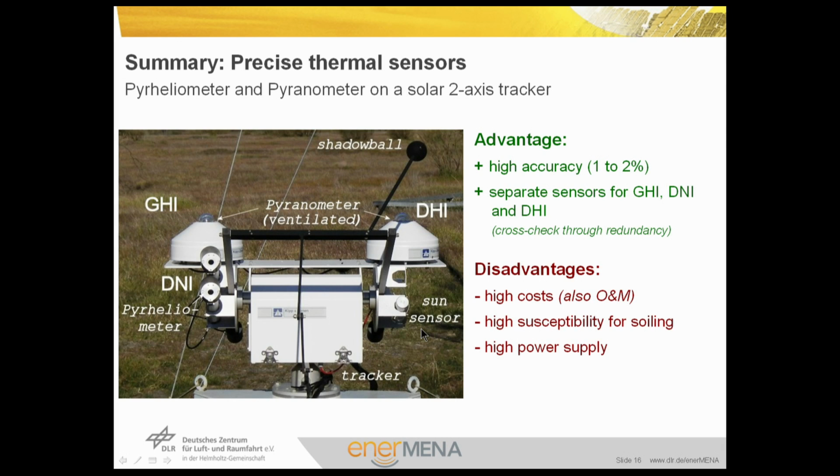So to sum up, precise thermal sensors are mounted on a solar 2-axis tracker. The advantage is that they have a high accuracy between 1 and 2% for DNI. You have separate sensors for GHI, DNI and DHI, and this allows you the cross-check through redundancy. The disadvantages of thermal sensors are the high costs, not only for the sensors but also for operation and maintenance. Soiling is an issue, especially for pyrheliometers, and you have to provide a high power supply.